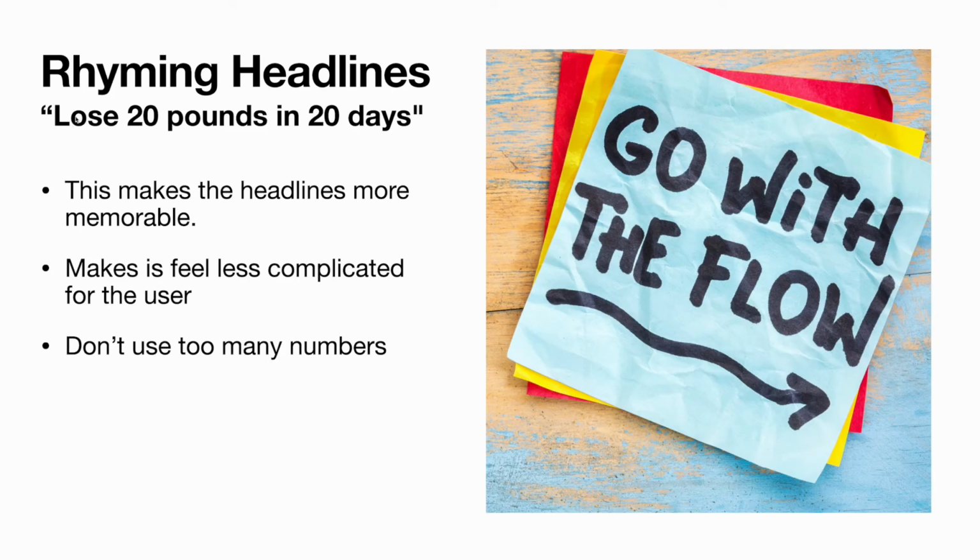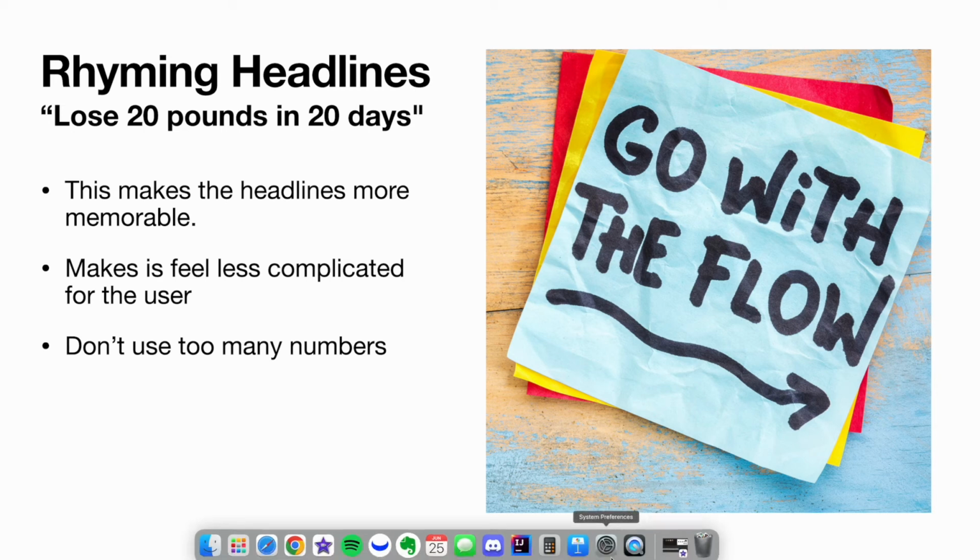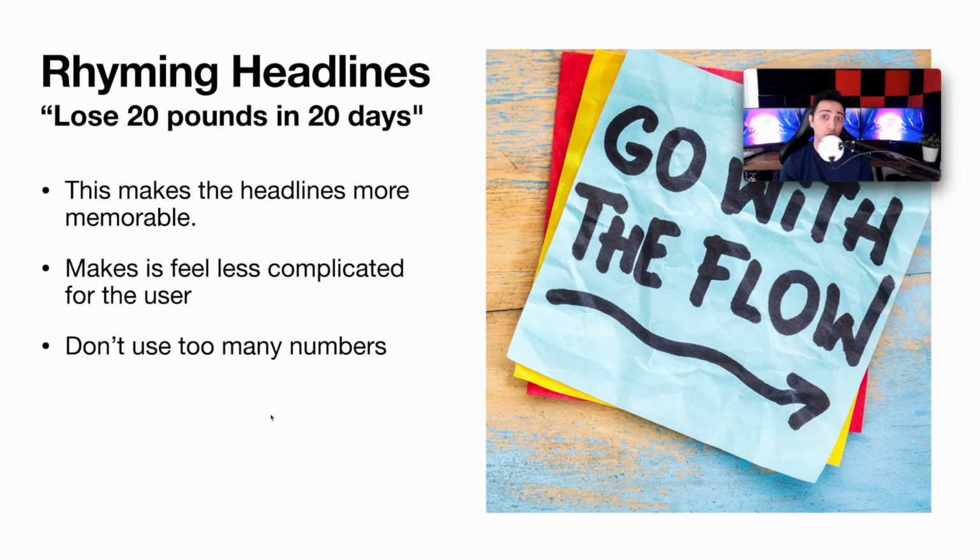The first one I want to talk about is rhyming headlines. Now this is one of the really interesting things that I've tested in the past. It works really well when you have a good rhyming headline. For example, lose 20 pounds in 20 days, or make $7,000 in the next 7 weeks, or something like that.